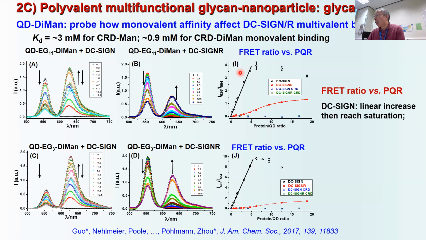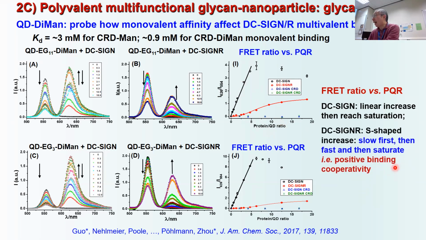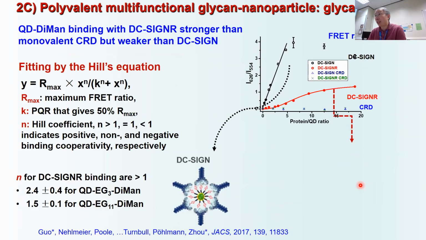For DC-SIGN, we see initially a linear increase and then it reaches saturation. For DC-SIGNR, it's really S-shaped. Initially it goes up very weakly, then increases faster, and then reaches saturation. This is a clear indication of positive binding cooperativity.